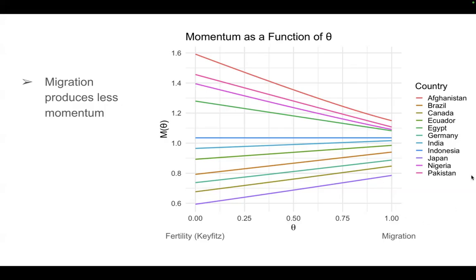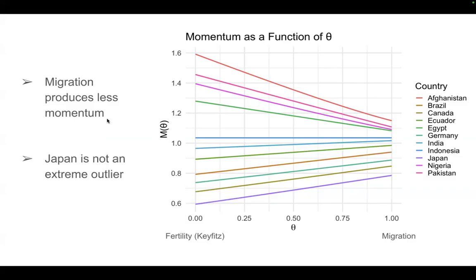These countries, I'm not trying to match the countries to the colors. I'm just trying to have a bunch of countries for comparison. And again, this is with all the stable and no migration previously assumptions, so not intending to be totally realistic. But the aim here is to show graphically that migration produces less momentum, because we can see as we move from the left side, from the key fit scenario, to the migration scenario, this convergence, not exactly to one, but generally to one, where populations are going to be doing less of what they were doing before. It's a very consistent result.